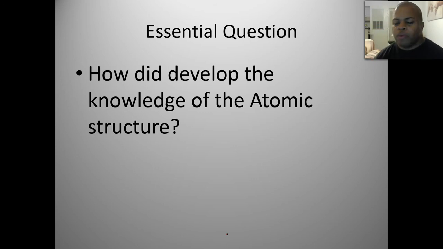Again, looking at the fact that the scientists we're going to be studying didn't have the technology to find a lot of this information. How did they go about determining what the atom was like, how things are arranged, what are the parts that make it up, and so forth?